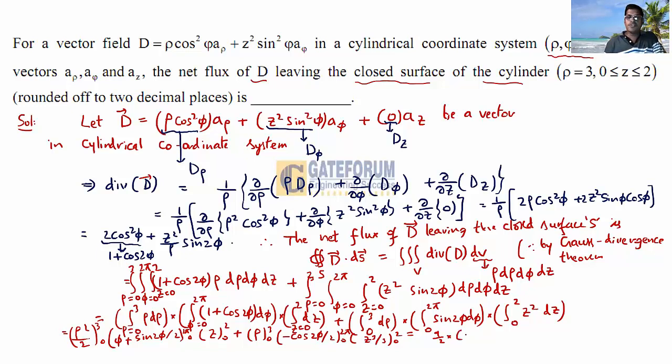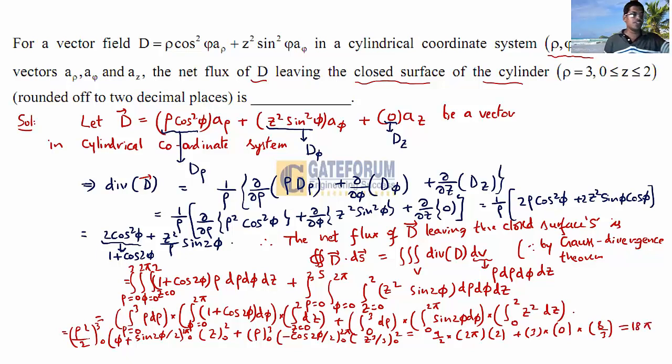The first term simplifies to 2 pi into z between the limits 2 and 0, which simplifies to 2. Plus rho between 3 to 0 simplifies to 3, into cos 2 pi, cos 4 pi, cos 0, all equal to 1. So upper limit value minus lower limit value simplifies to 0. So this term becomes 0, and there is no use writing 8 by 3. So finally, how much are you getting? 18 pi. Please check.